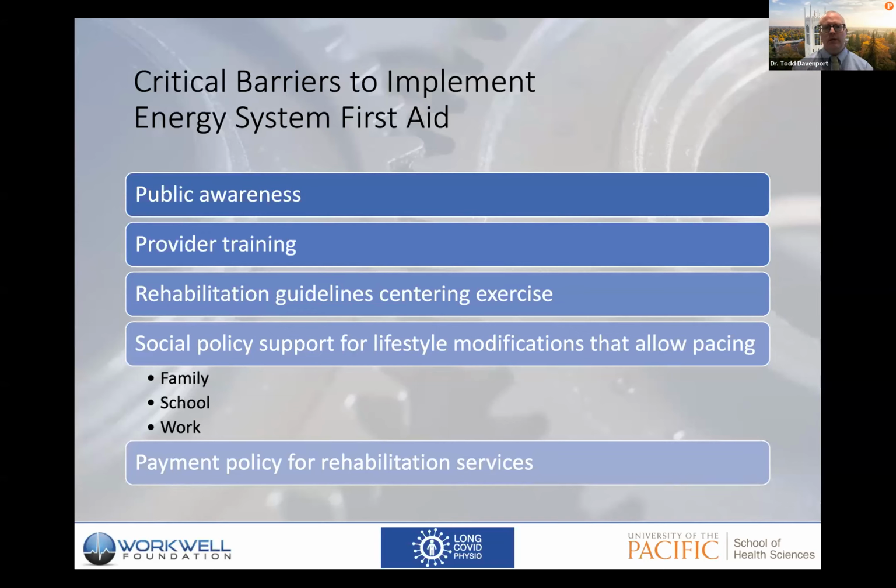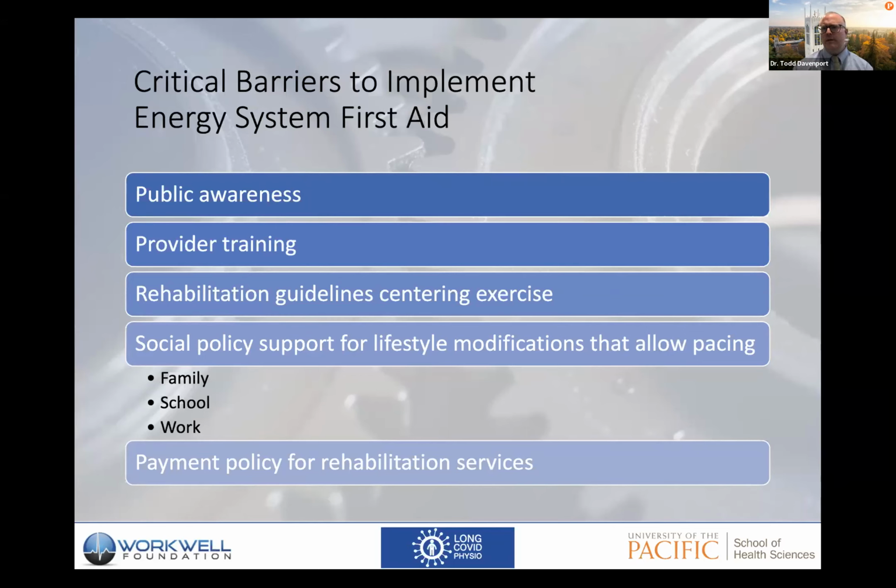Along with that, rehabilitation guidelines that center exercise first are an unfortunately good way of finding people with post-COVID condition who have post-exertional malaise, because we exercise professionals will inadvertently push people into a crash that then precipitates finding help for post-exertional malaise or post-exertional symptom exacerbation.